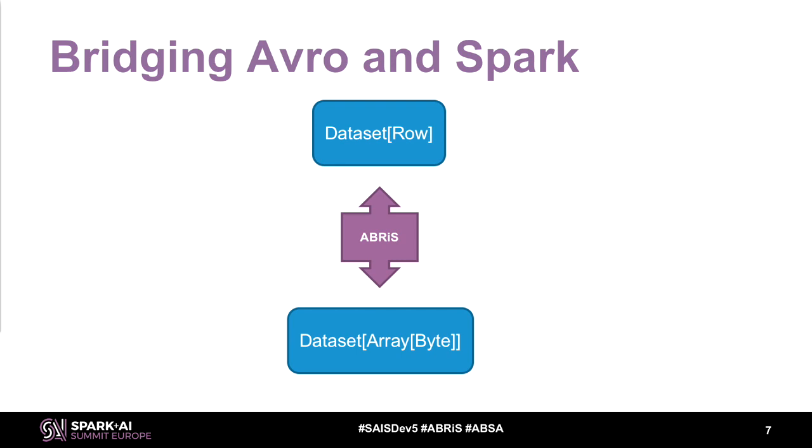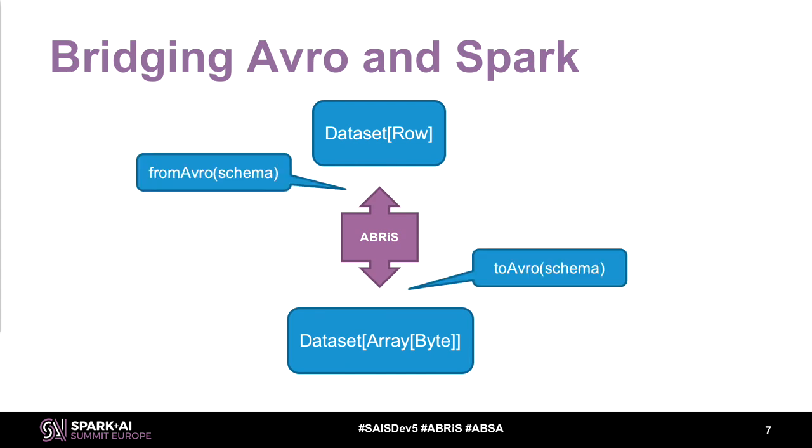Going deeper into what we created, this is pretty much the problem, right? If you're looking at the problem from the ABRIS perspective, basically what you have is a data frame, like this data set of rows, and you want to convert that to a data set containing the Avro payload, this array of bytes with the Avro payload, use ABRIS. And the same, the other way around. And there are two main entry points in the API to provide this functionality. So assume that you're looking at this picture from the perspective of ABRIS.